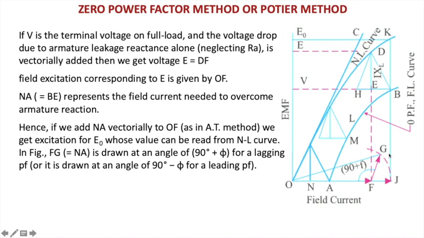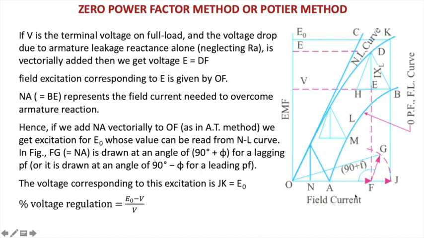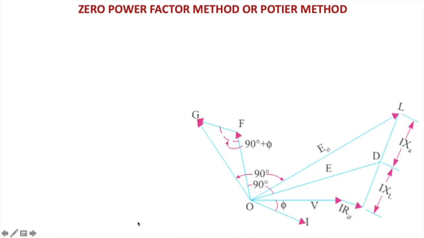And at the bottom we can have this angle as 90 plus phi, which is in parallel to the no load curve. So you will get this circle which we have discussed before, that is how that circle is obtained for different types of power factors. If it is 90 minus phi, the current is leading, so you will get this OFG on the other side of the line, and you will get the induced EMF. So the percentage regulation can be calculated as E0 minus V by V.